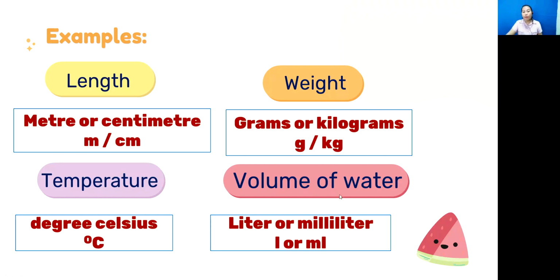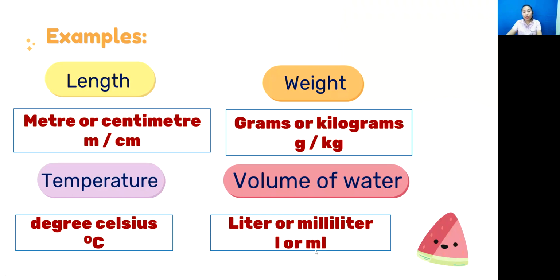Next is the volume of water. How do we express the volume of water? The volume of water is in liter or milliliter. If you buy mineral water in the grocery store, you can see liter, L, or ml. When you buy gasoline for your cars, you also use liter, okay? How many liters of gasoline do you put in your car?